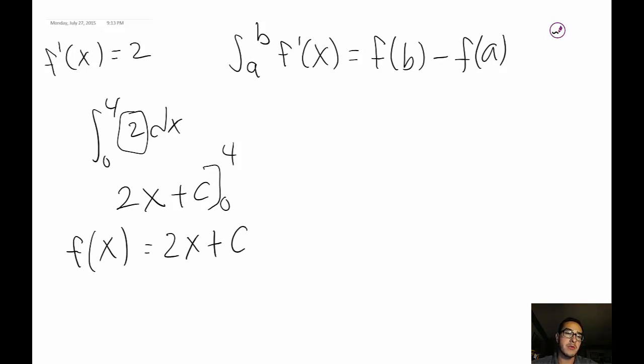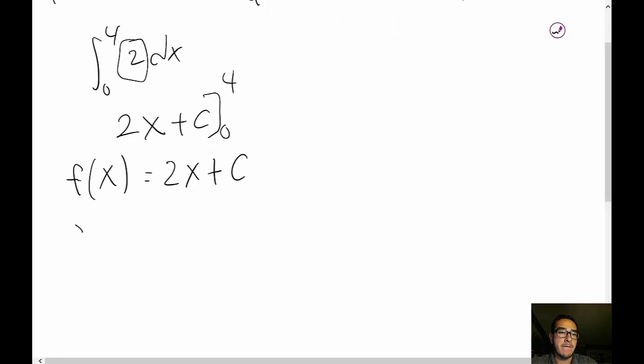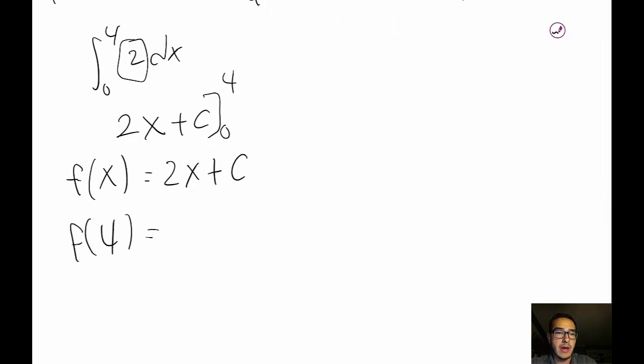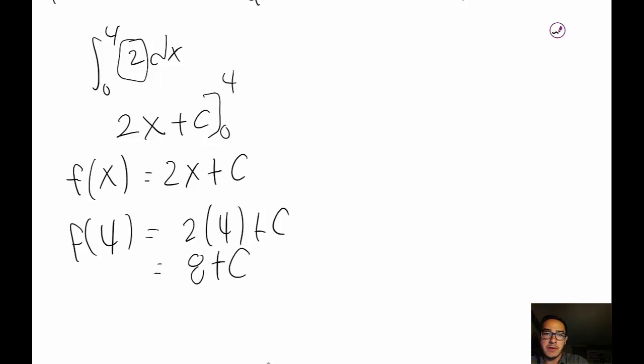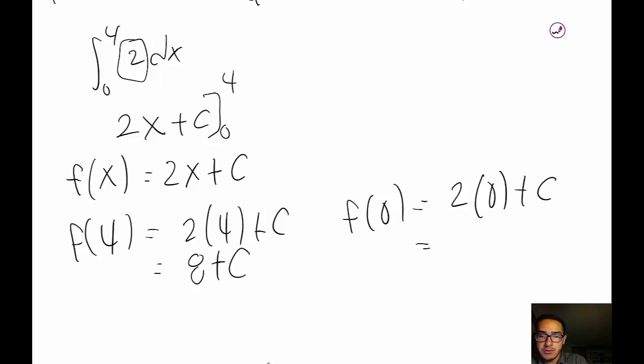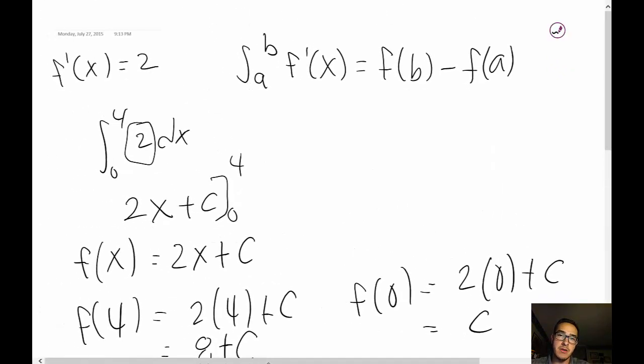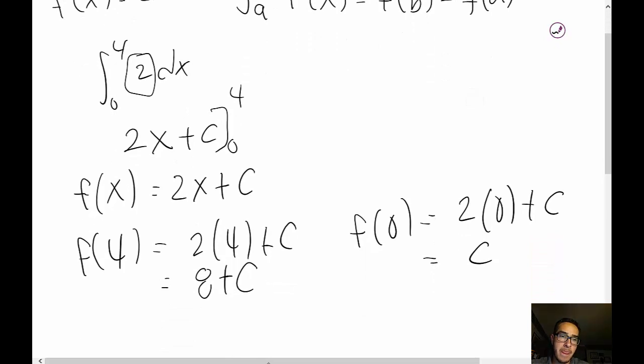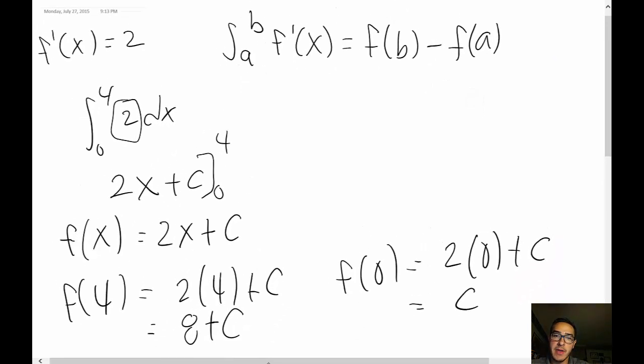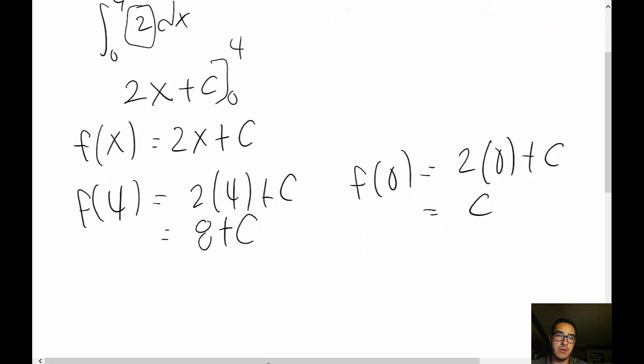So if we evaluate f of 4, we have 2 times 4 plus c, which is 8 plus c. That's f of 4. Now if I evaluate f of 0, that's 2 times 0 plus c, which is equal to c. So what I'm doing is I'm taking f of b, which in this case is f of 4, and subtracting from it f of a, which in this case is f of 0.